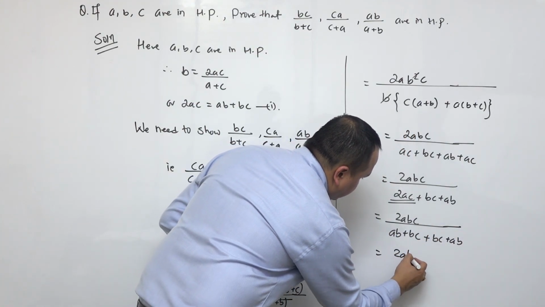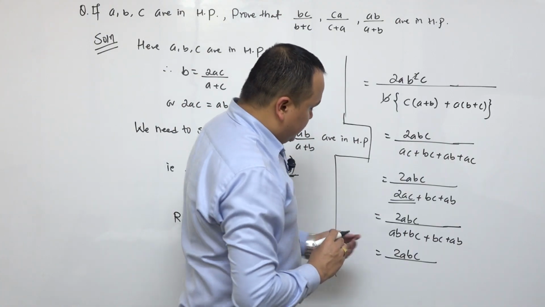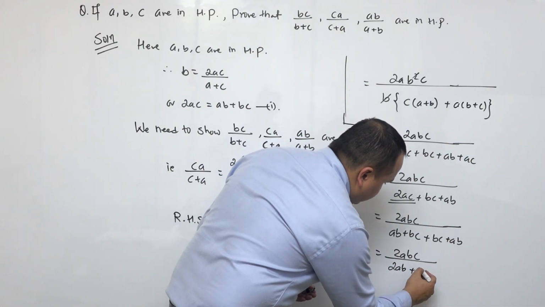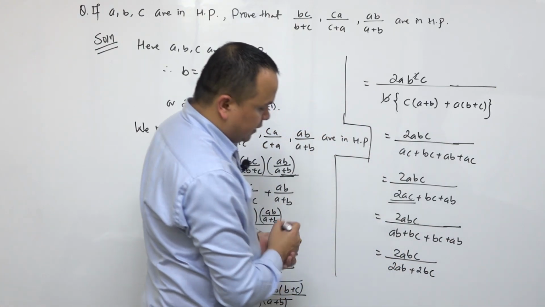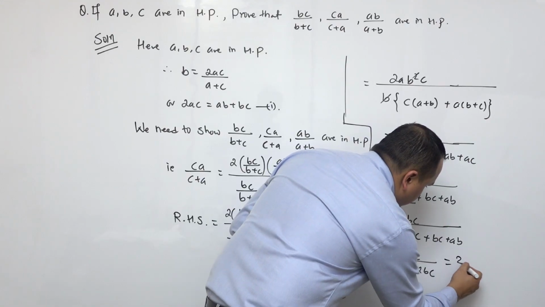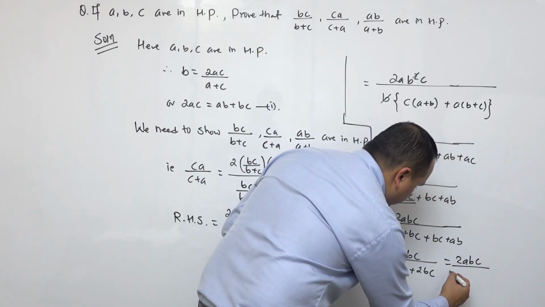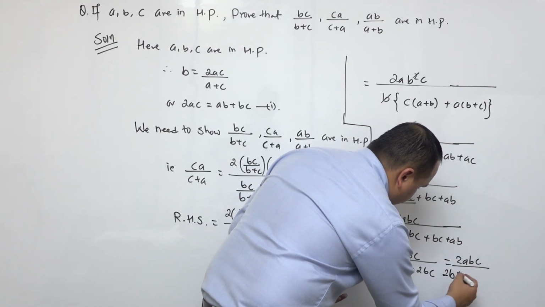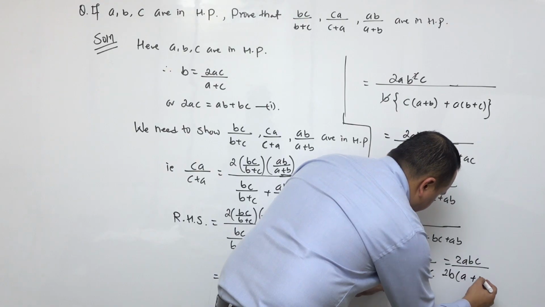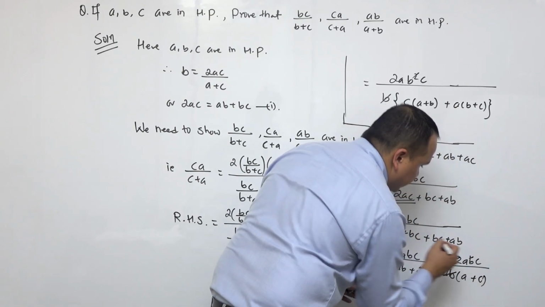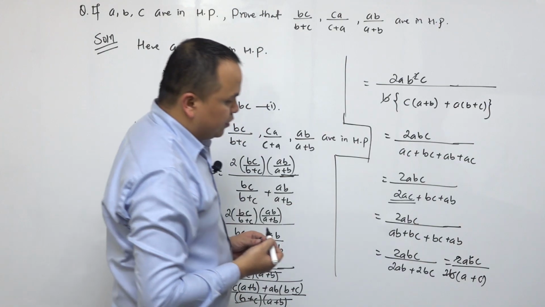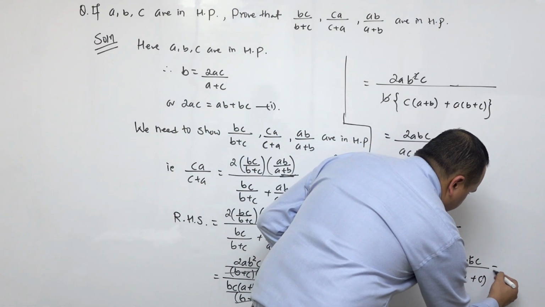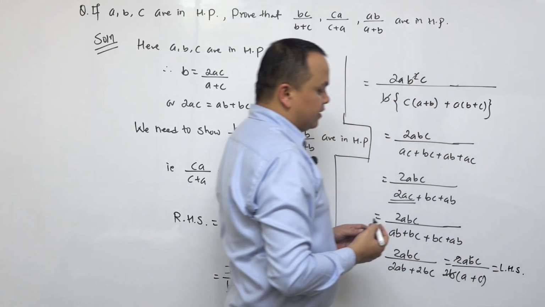So this is 2ABC upon AB plus AB, 2AB, and BC plus BC, 2BC. Again 2B is common, so it becomes 2ABC upon 2B times A plus C. The 2B cancels, then AC upon A plus C, which is our left hand side. This is our left hand side, hence proved.